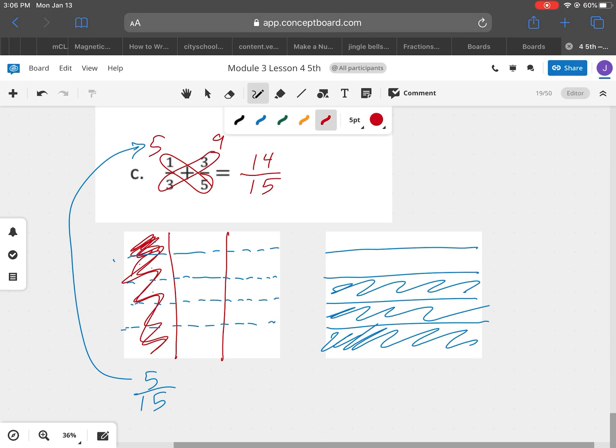All right, and then let me cut this into thirds. And we have 3 here. From here to here we have 3, and from here to here we have 3, and 3 times 3 equals 9, so we have 9/15. Okay, 9 plus 5 is 14, so we have 14/15.